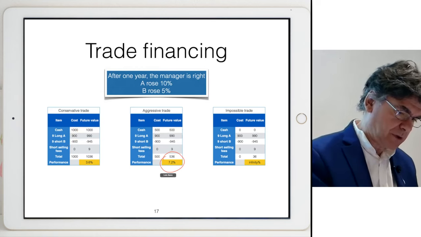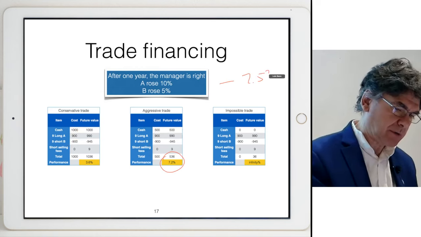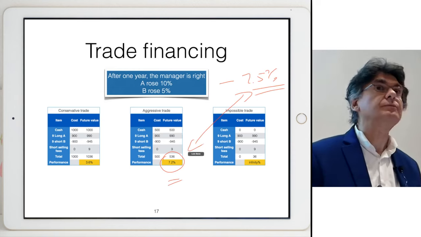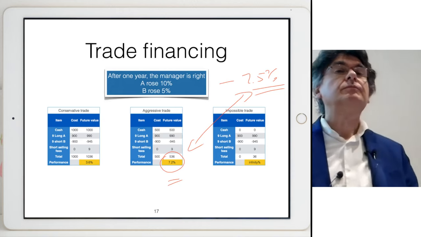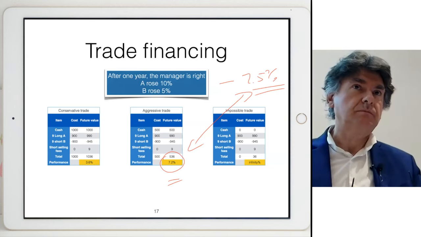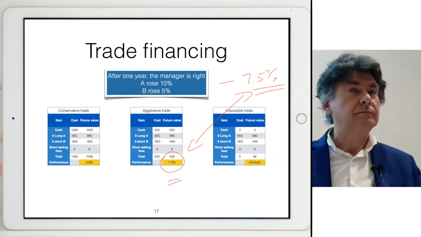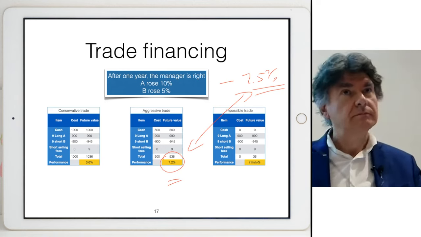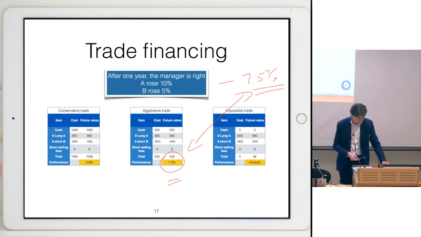Who prefers this versus the market? The market is doing 7.5%. How do you compare these two? You look at the risks. Here you're very exposed to these two stocks, so you could be very wrong about B and then maybe you could be very bad. And the market is less volatile, like you're not going to lose 5% probably.